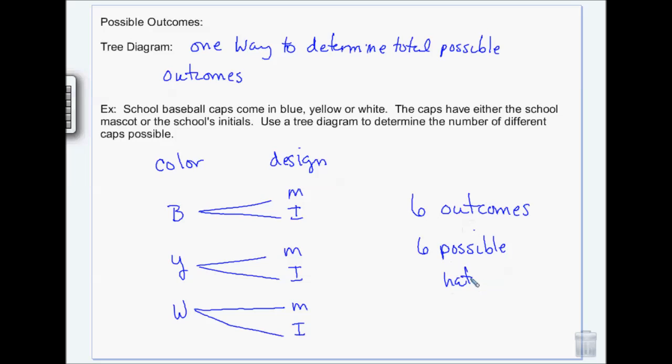Would that work for everyone? Like, all you gotta do is multiply the number of colors and then the number of other things for it? Yeah. Really? Yeah. Because let's say you could do blue, yellow, or white with a mascot or the initials, with either, you know how some baseball caps have mesh and some have fabric? Well, you'd add two more. So you do a blue with a mascot with mesh or fabric, a blue with initials with mesh and fabric. So you'd be multiplying times 2.